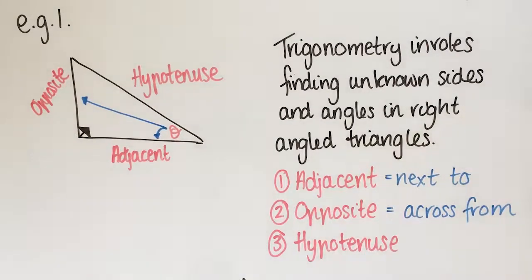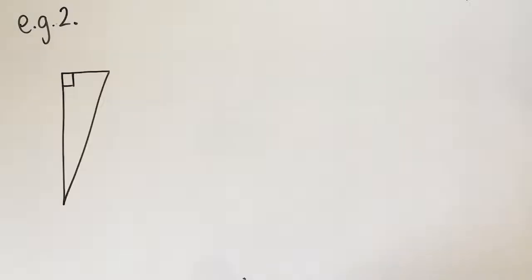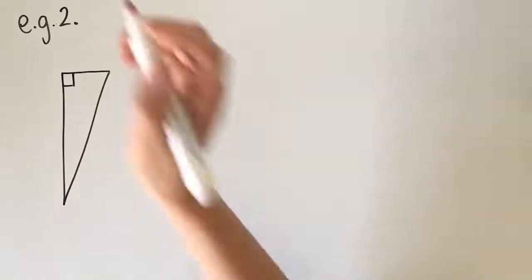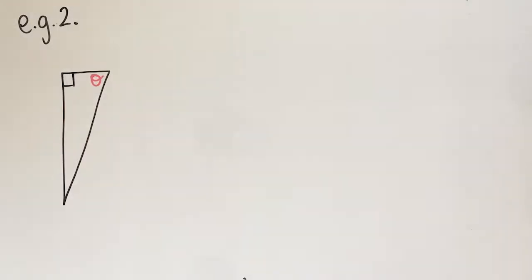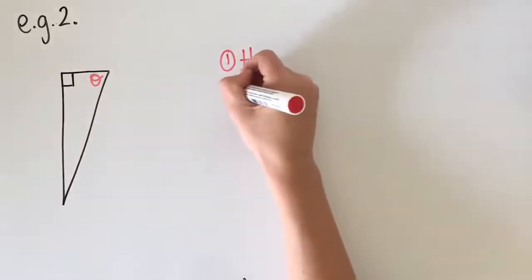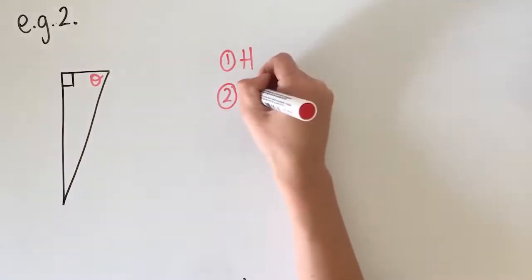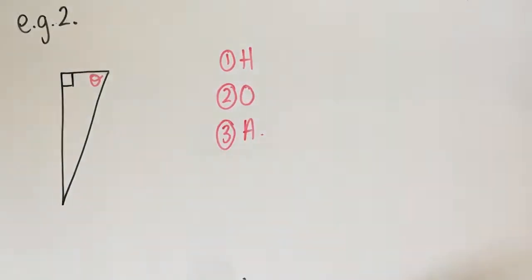So today, that's all we're going to focus on. I'm just going to have two more examples where we're just labeling the different sides according to where the angle is. Okay, so this is our second example, and in this example, this is the angle that we're going to be talking about. So remembering the three words we need is the hypotenuse, the opposite, and the adjacent.